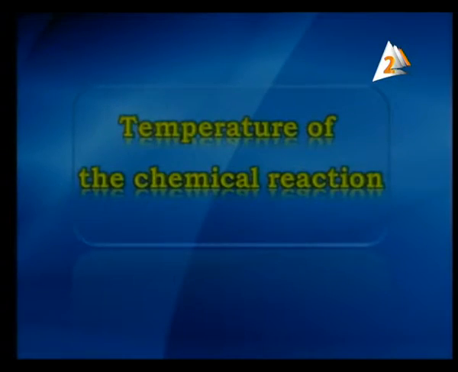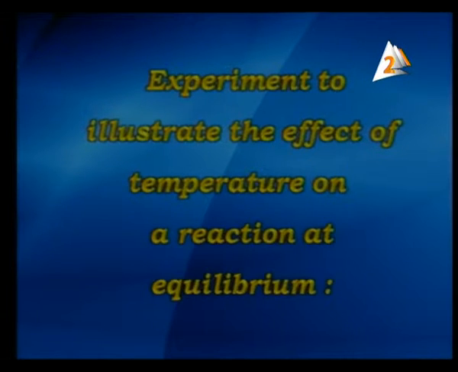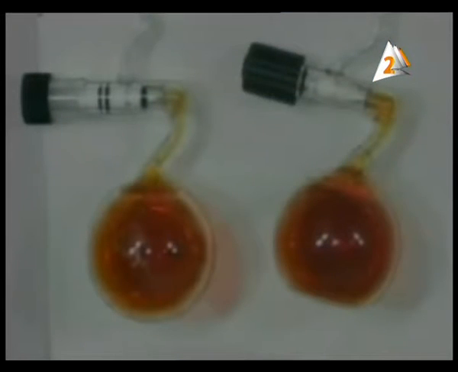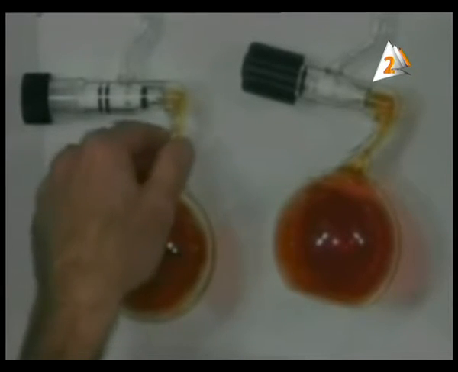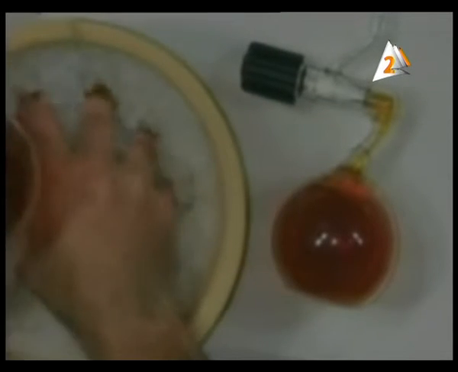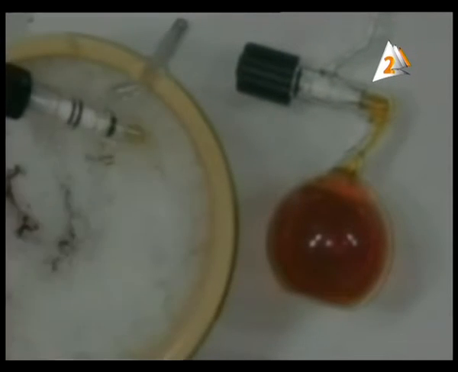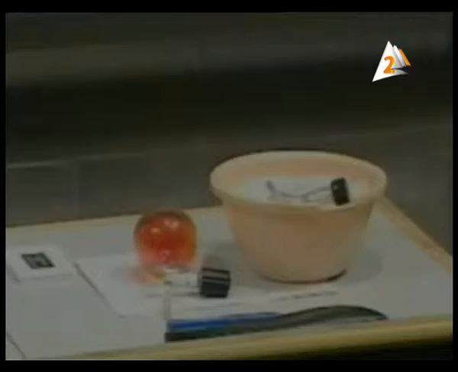Temperature of the chemical reaction. Let's follow another experiment about the effect of temperature on the chemical reaction. Let's see the first one. The experiment illustrates the effect of temperature on a chemical reaction at equilibrium. What happened? Here we have two flasks that contain some kind of gas. One of them is in ice, which we see here, and the other is at normal temperature.